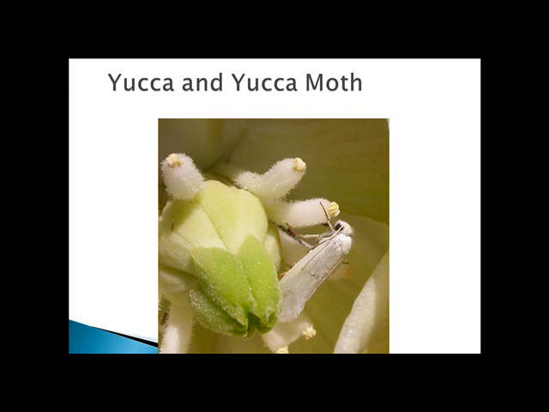It feeds only on the yucca plant, which is completely dependent upon the moth for pollination. Another is the symbiotic relationship between lichens and algae in lichens. One feeds the other and the other one protects the other.